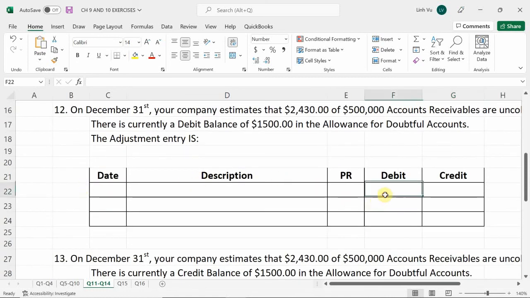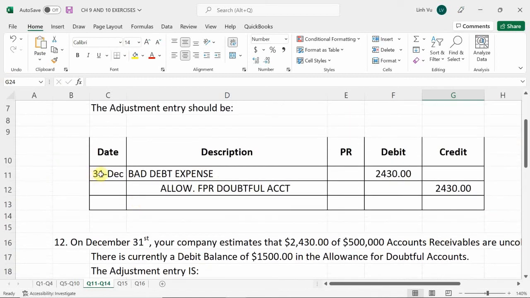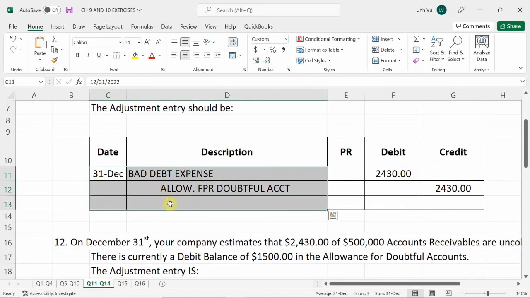So in this case, do we care about what the balance in the allowance for doubtful accounts is? Yes, we do. And how does it affect it? You add it because it's a debit balance. Good. So in this case, we're going to be adding 1,500 to the 2,430. So it's 3,930. Good. And you do bad debt expense as the debit, and you credit the allowance for doubtful accounts.